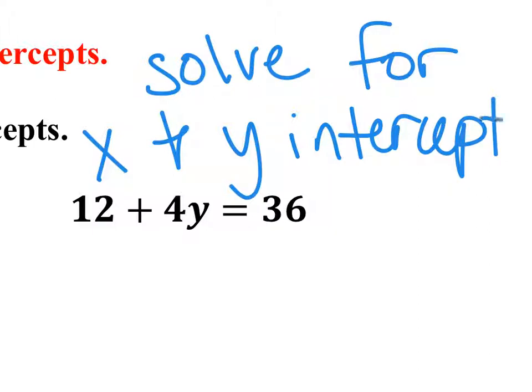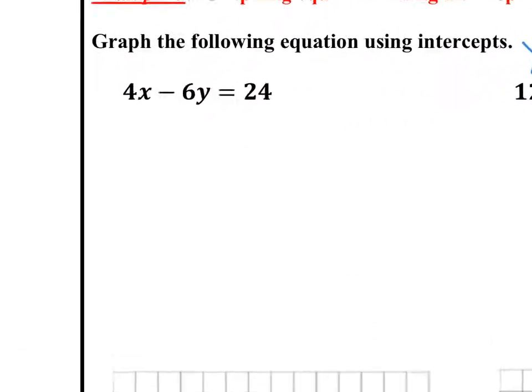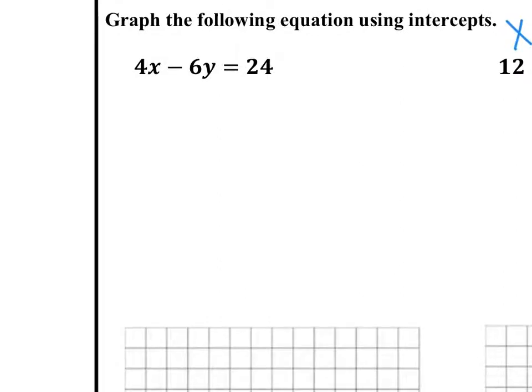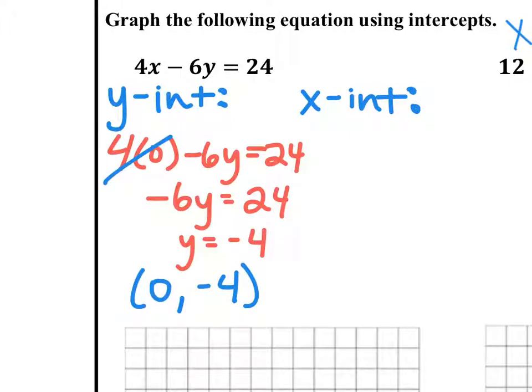If it says to graph using intercepts, and you need to solve for your intercept, so just like we did in the last one, you need to find your y-intercept and your x-intercept. So show the work for both. Do that now. Let's do the x-intercept.